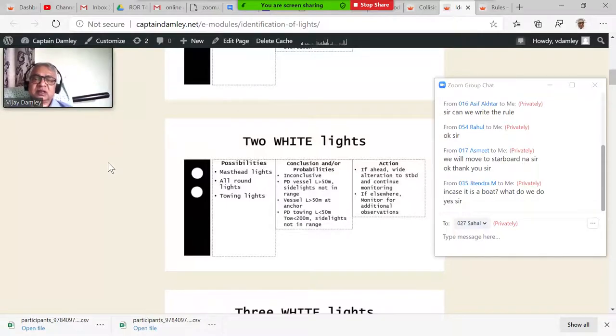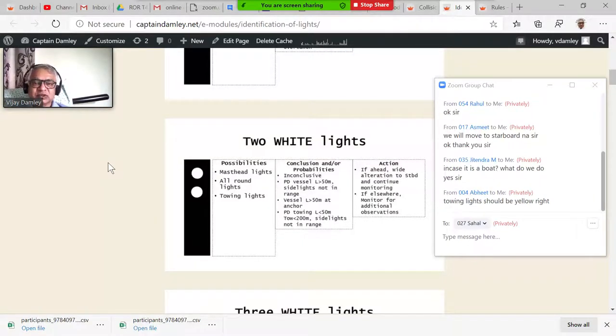Now, it can be a power driven vessel more than 50 meters in length. I can't see the side lights. Or it is possible the ship is more than 50 meters in length and at anchor. Okay, if you see logically, in the middle of the sea with deep waters of hundreds of meters depth, in open sea if you see two lights, it can't be a vessel at anchor, because you can't anchor in that deep water. You don't have that long an anchor chain. So there is also certain logic.